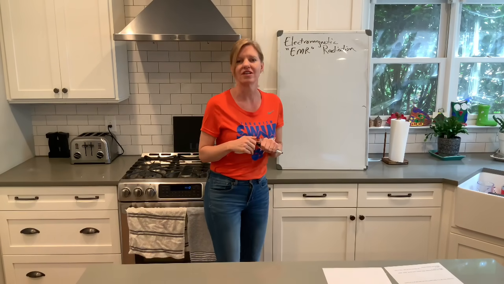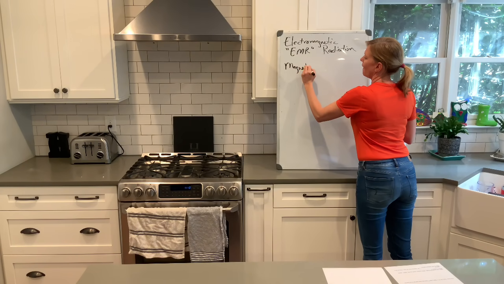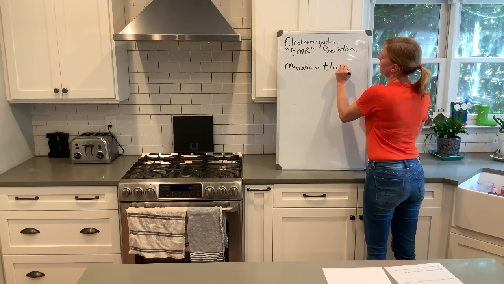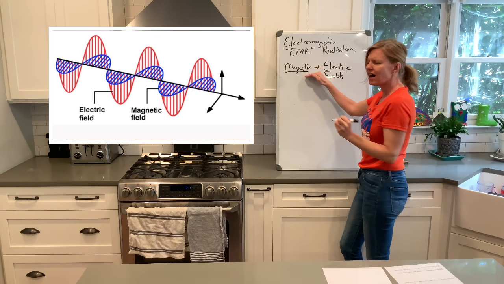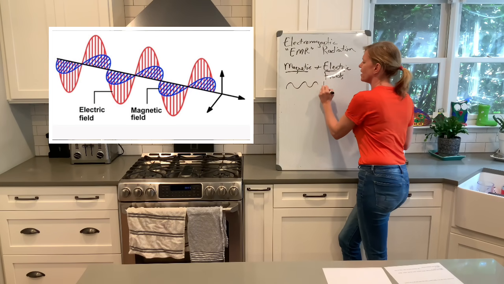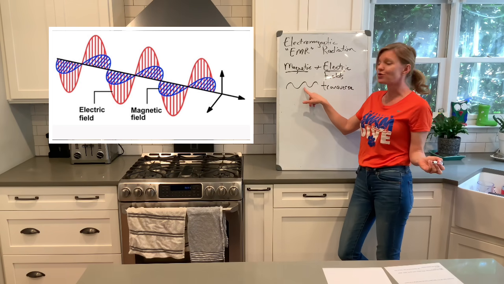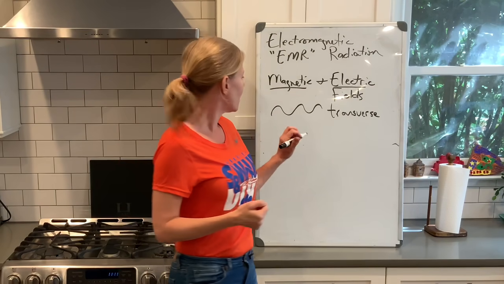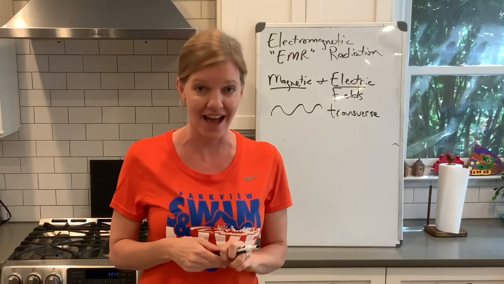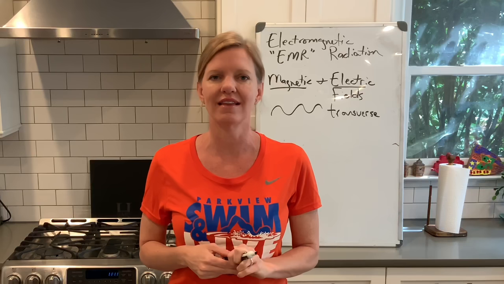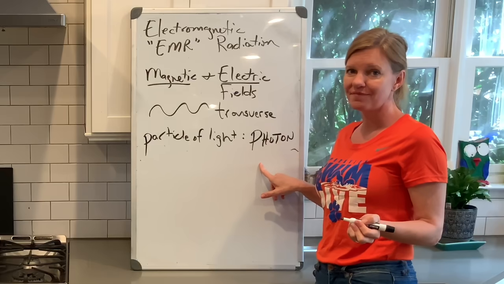So electromagnetic radiation is made up of oscillating magnetic and electric fields. Okay, we can model this oscillation as a transverse wave. So a lot of times you'll see light modeled as a transverse wave. Light is interesting because light is a transverse wave. And during this unit, you're going to see that there's evidence that it acts as a wave. But there's also evidence that light acts as a particle. It's called a photon.